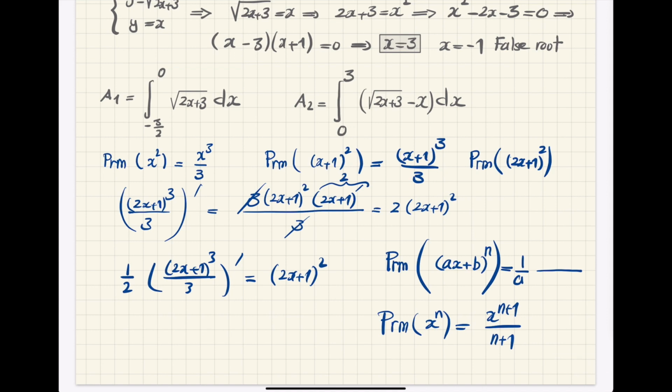And then? The same as before. Yes, so it is (x plus b) to the power n plus 1, divided by n plus 1. Is that understandable now? Yes. Okay, so now we have this algorithm.